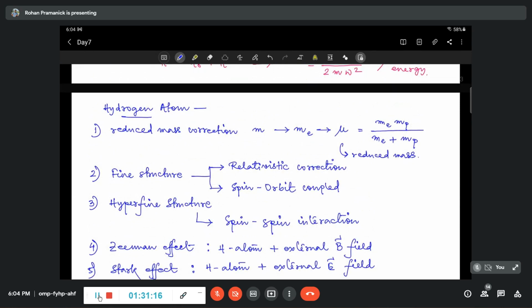So we have to do this fine structure, which consists of two parts, relativistic correction and the spin orbit coupling, and the hyperfine structure. Probably I will be able to complete this fine structure and hyperfine tomorrow.